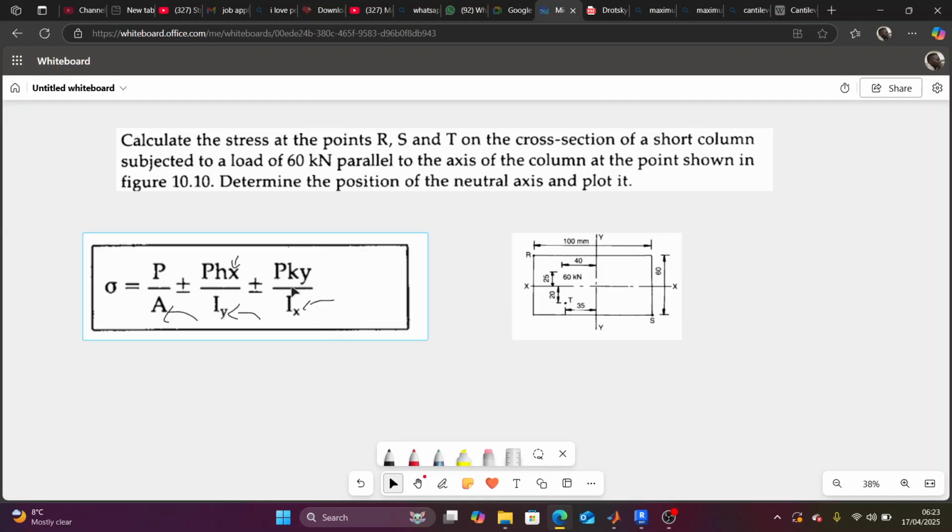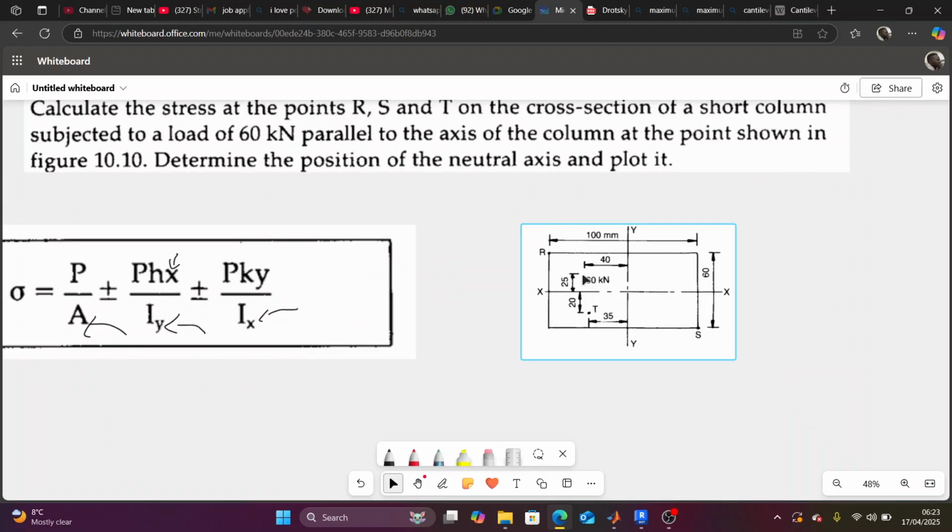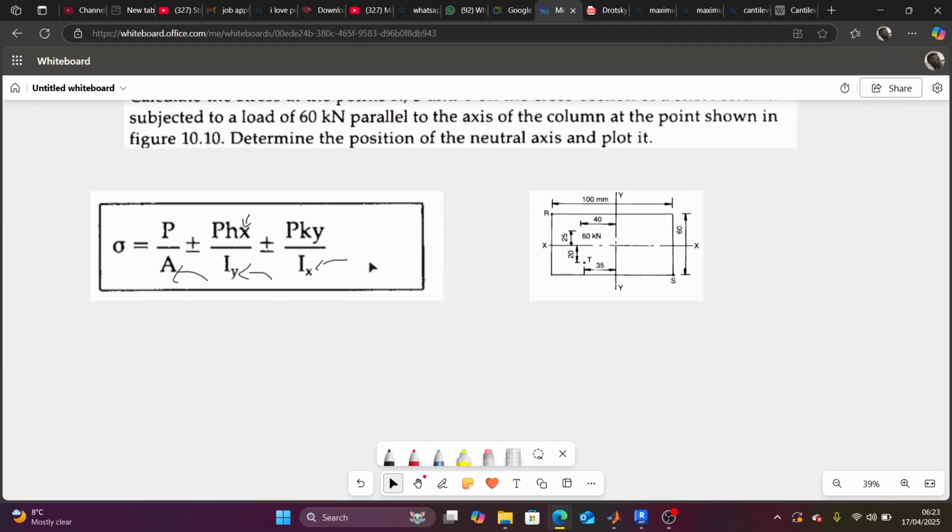Okay, here the problem is to calculate the stress at R, S, and T on the cross section of a column subjected to a load parallel to the axis, as shown at the point, and also determine the position of the neutral axis and plot. So basically, we'll be solving the stress at each point here. So how do we do that? It's quite easy. There is a formula for that.